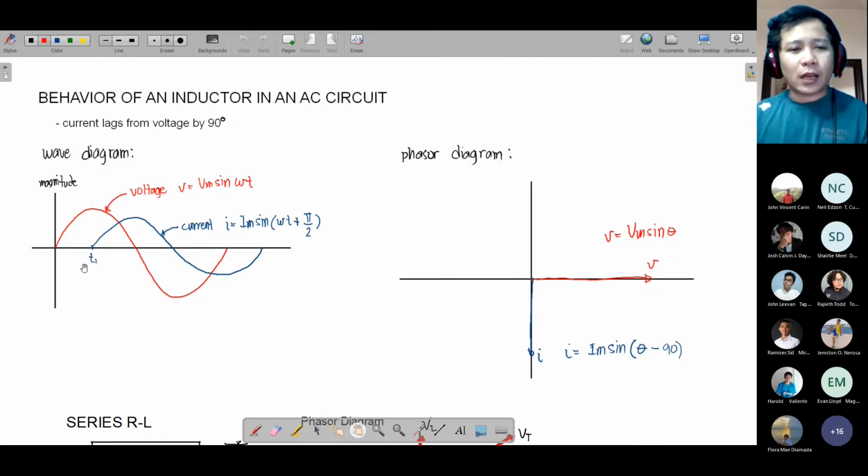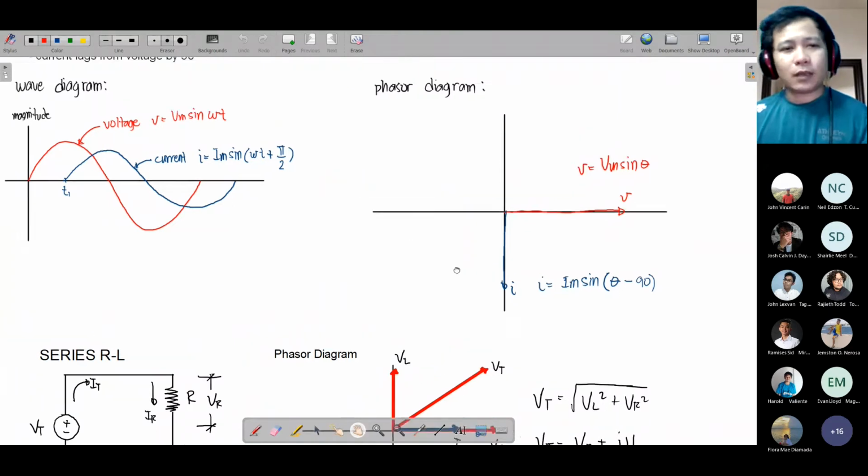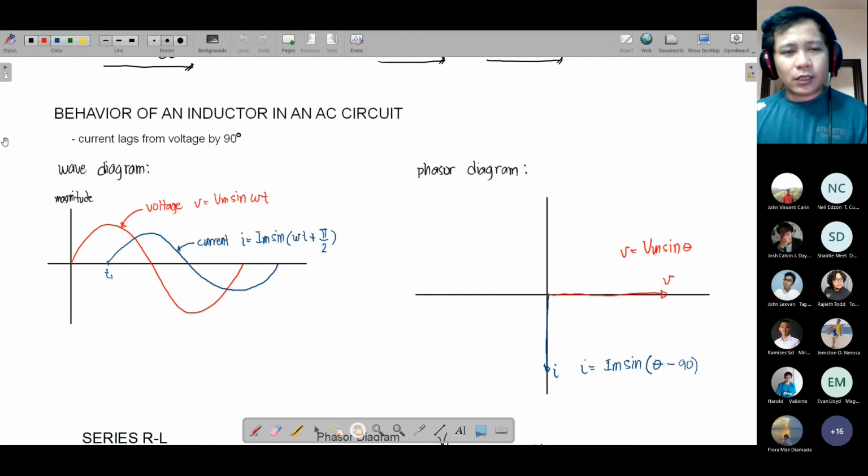So, in terms of the wave diagram, the voltage has started, and when the voltage is at its positive maximum, that is when the current starts. Okay? So the instantaneous value of your voltage would be Vm sin omega t. Your current would be Im sin of omega t plus pi over 2. Okay? In terms of the phasor diagram, your voltage is Vm sin omega t. Since the current lags, it is below. Your I would be Im sin of angle theta, but minus 90 degrees. Okay? So this is the behavior of an ideal inductor.